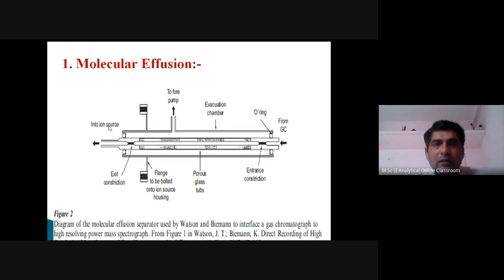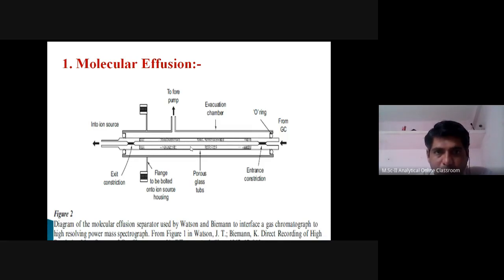We will see the simple diagram for the molecular effusion, so you can understand the meaning of molecular effusion. Now let's see this direction. The right side is from the GC, meaning the carrier gas will enter from this end. Okay, and this is the ion source, meaning after this point the analyte will enter into the MS. Now look at this diagram. There is one tube. This is the outer tube, and there is one inside tube.